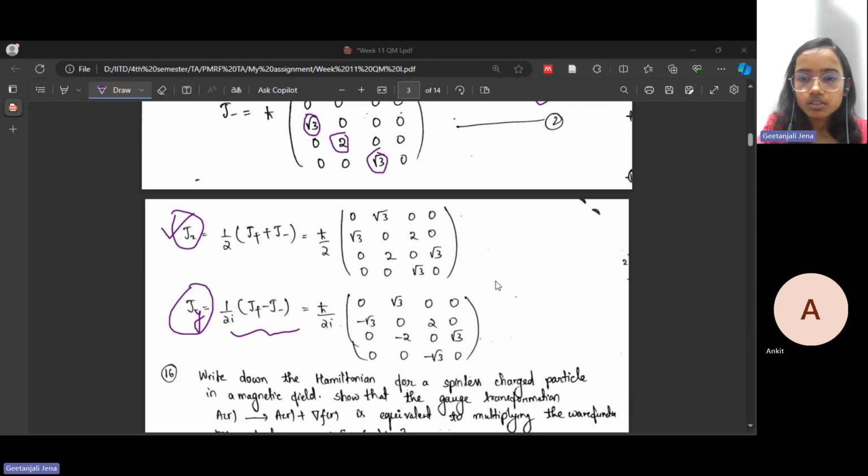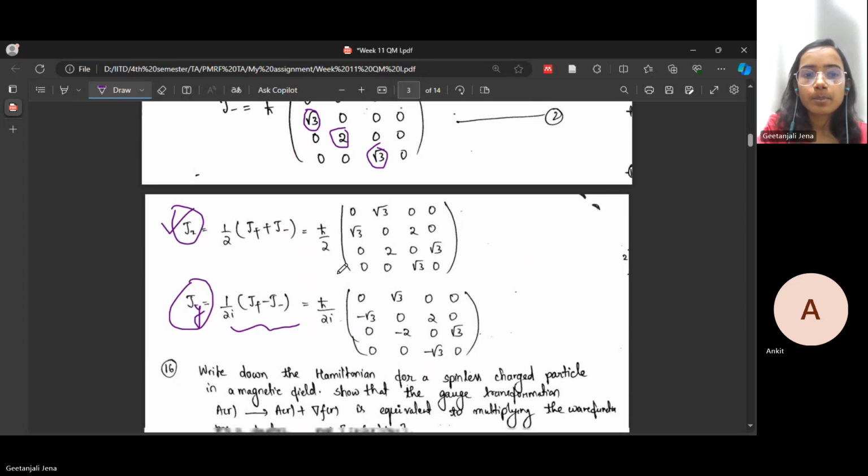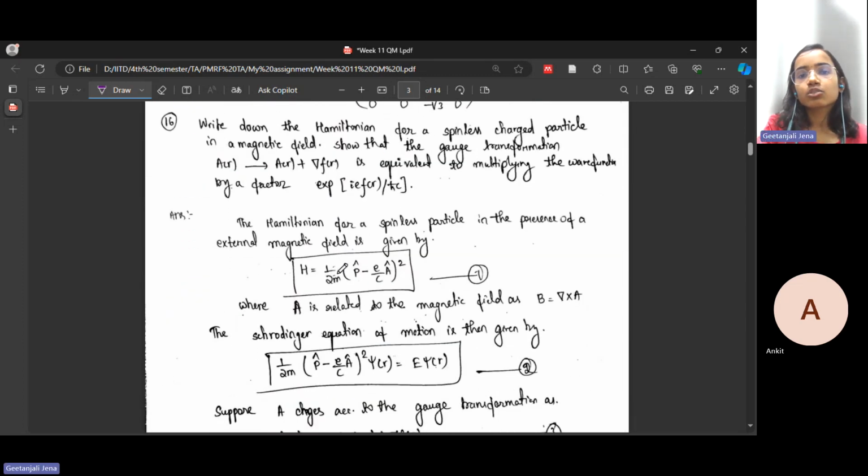So do you have any query in this problem? Otherwise, I will move to the next question. Okay, let us move to the next problem. So after this problem, we will start solving the problems that are related to the CG coefficient.